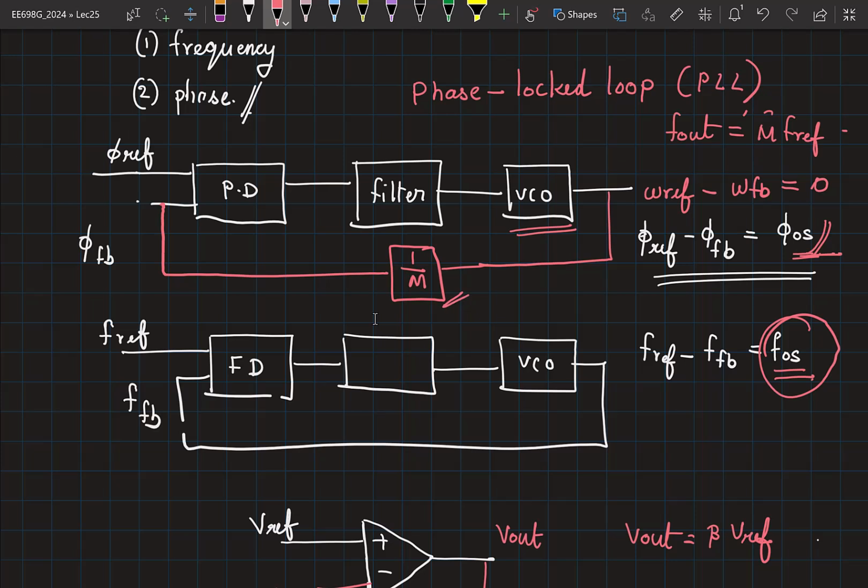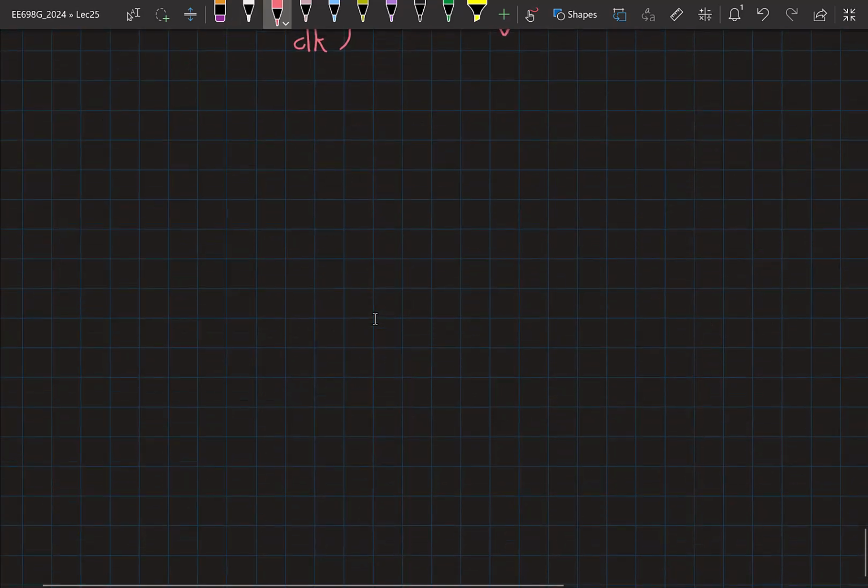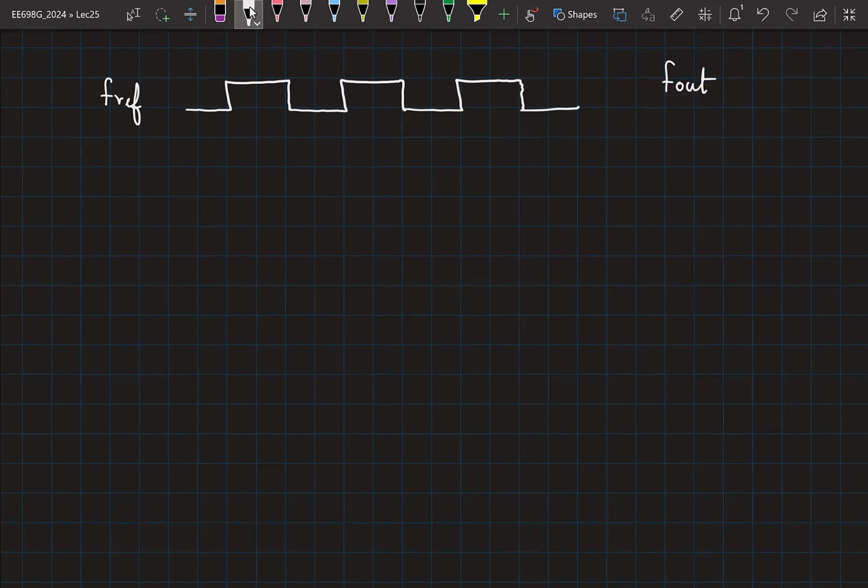Objective was to get equal. Need not be equal. If you wanted equal, you will choose M as 1. You will not connect anything in that path. But if you wanted twice the frequency, let us take that example. So let's say I have Fref to be some frequency like this. Now I wanted my F out to be equal to 2 times Fref.